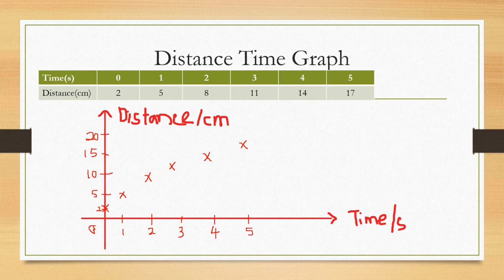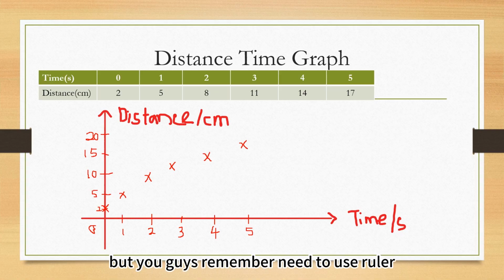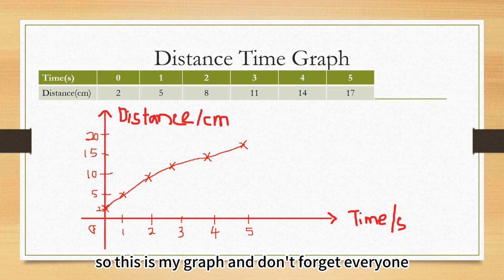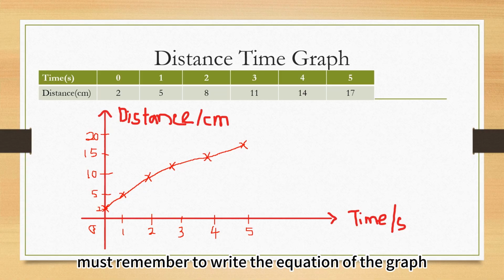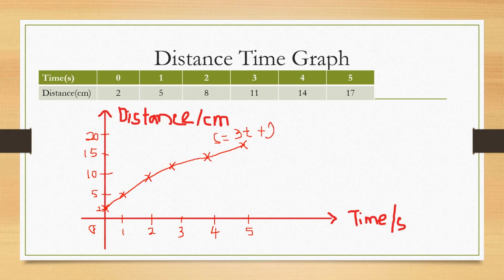After plotting the points, we need to use a ruler to draw the graph. Since I don't have a ruler, I just use my free hand, but you guys must remember to use a ruler. Connect all the points. So this is my graph. And don't forget, everyone, you must remember to write the equation of the graph. I will label it as S = 3t + 2.